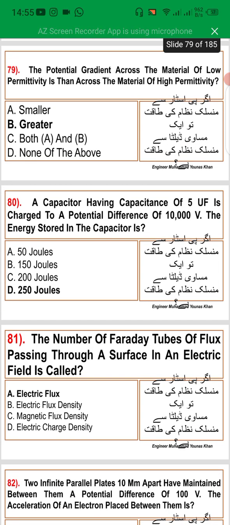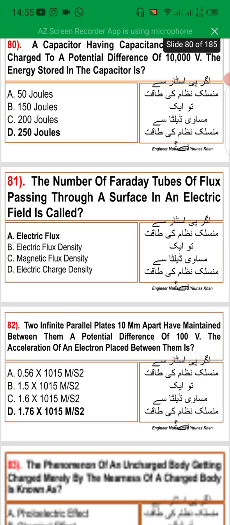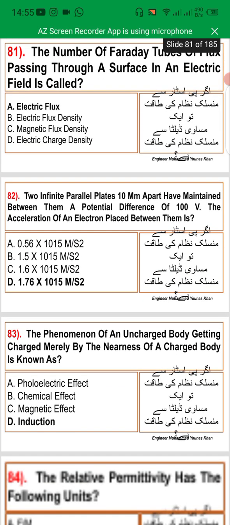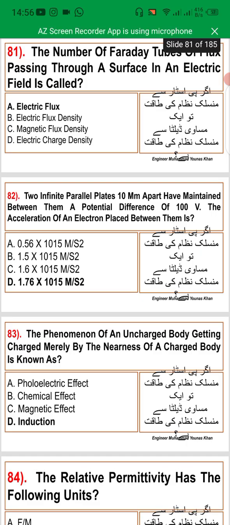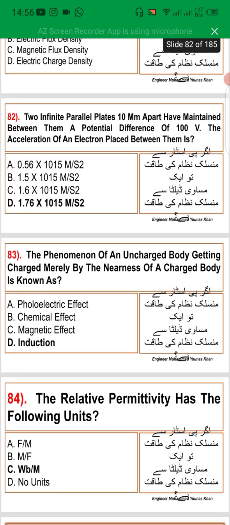A capacitor having capacitance of 5 microfarad is charged to a potential difference of 10,000 volts. The energy stored in the capacitor is 250 joules. The number of Faraday tubes of flux passing through a surface in an electric field is called electric flux. Two infinite parallel plates 10 mm apart have maintained between them a potential difference of 100 volt. The acceleration of an electron placed between them is 1.7 × 10^15 m/s².